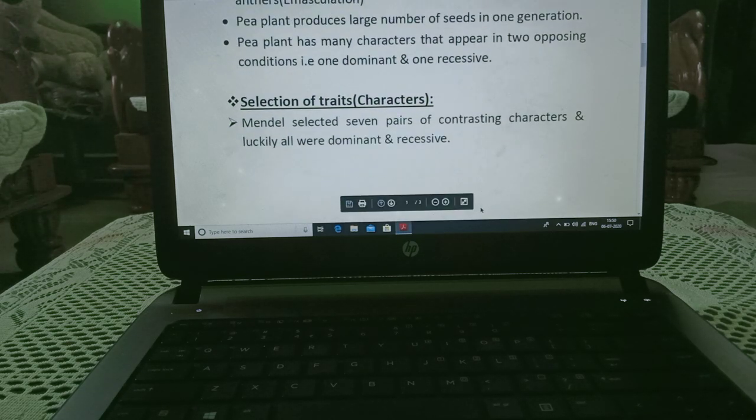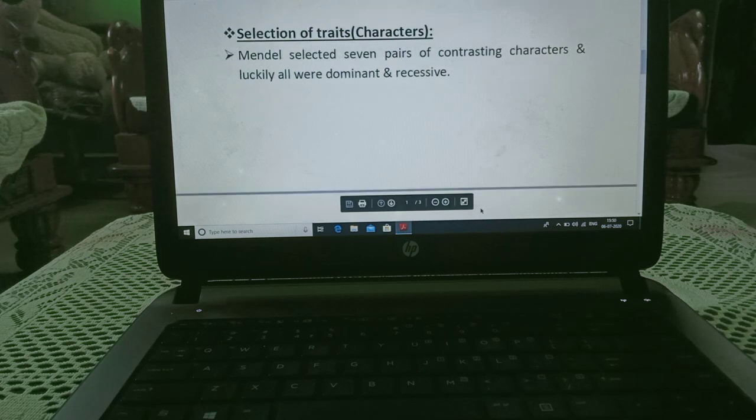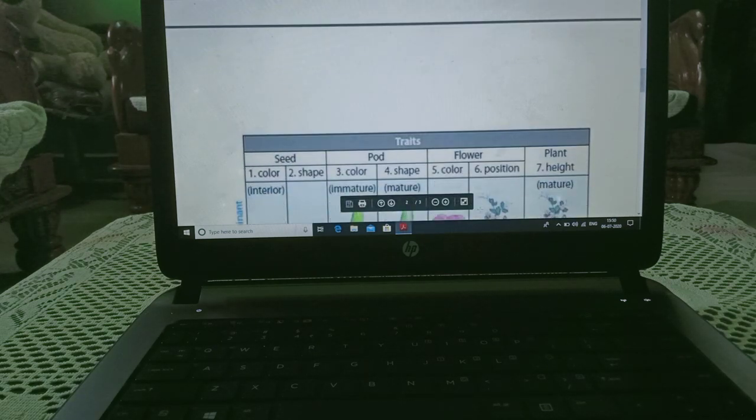Pea plant produces a large number of seeds in one generation. Pea plant has many characters that appear in two opposing conditions, that is, one dominant and one recessive. As I told you, the character which is able to express itself is the dominant character, and which is not able to express itself is known as the recessive character. Now, selection of traits. Mendel selected 7 pairs of contrasting characters, and luckily all were dominant and recessive.